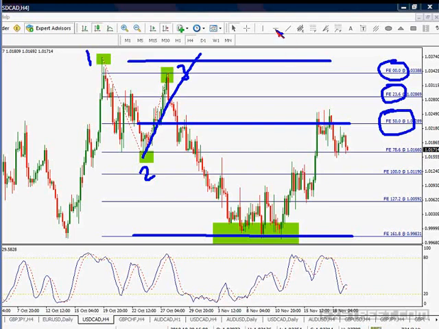Right, so what do we have? Let's take it this way. We have an entry at fib 50. We have stops to be placed here. Ultimate target is 161.